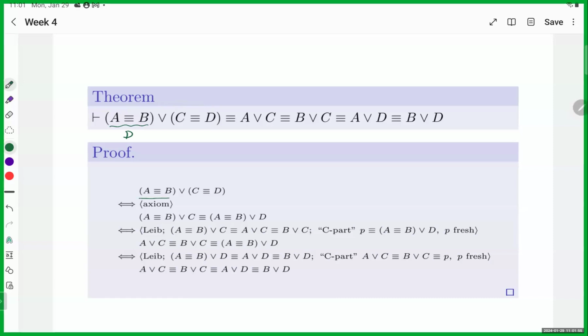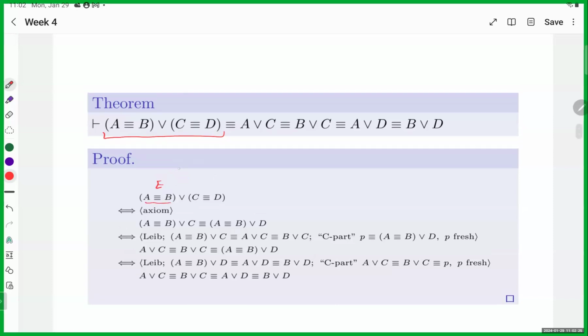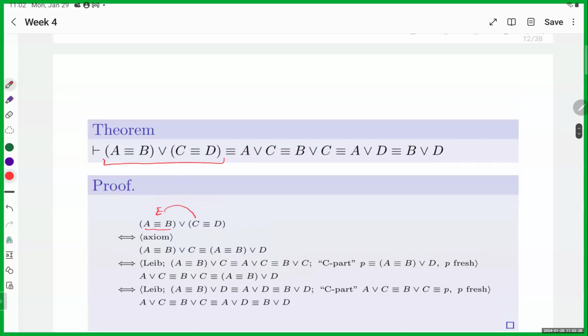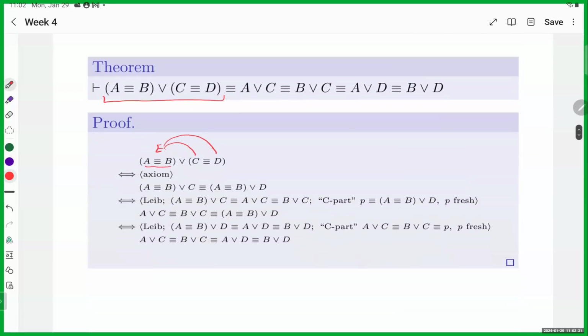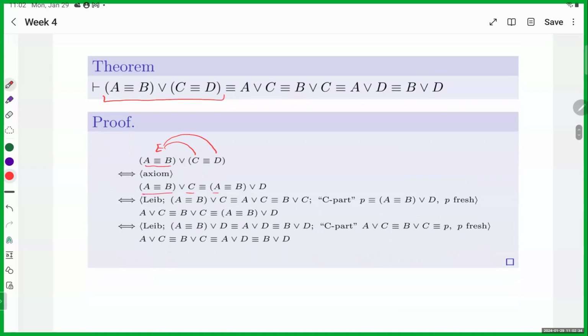So let's start with this side. Now, think of this as a formula D. Apply the distributivity. It's equivalent to D or C is equivalent to D or, sorry, D already exists. Sorry, I forgot that D exists. Call it E. So E or C is equivalent to E or D.